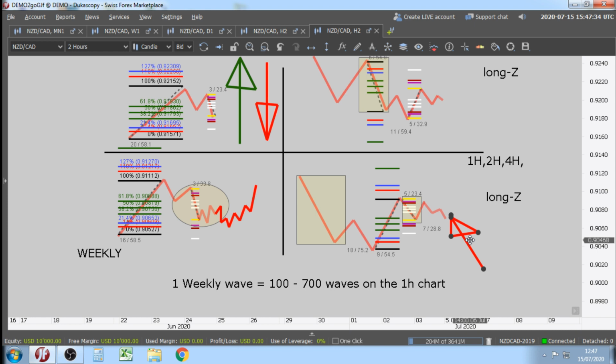Everybody, are we clear, everybody? Does this make sense to you? Now, somebody is saying on the other platform, of course, that we don't need to check the weekly and the monthly.